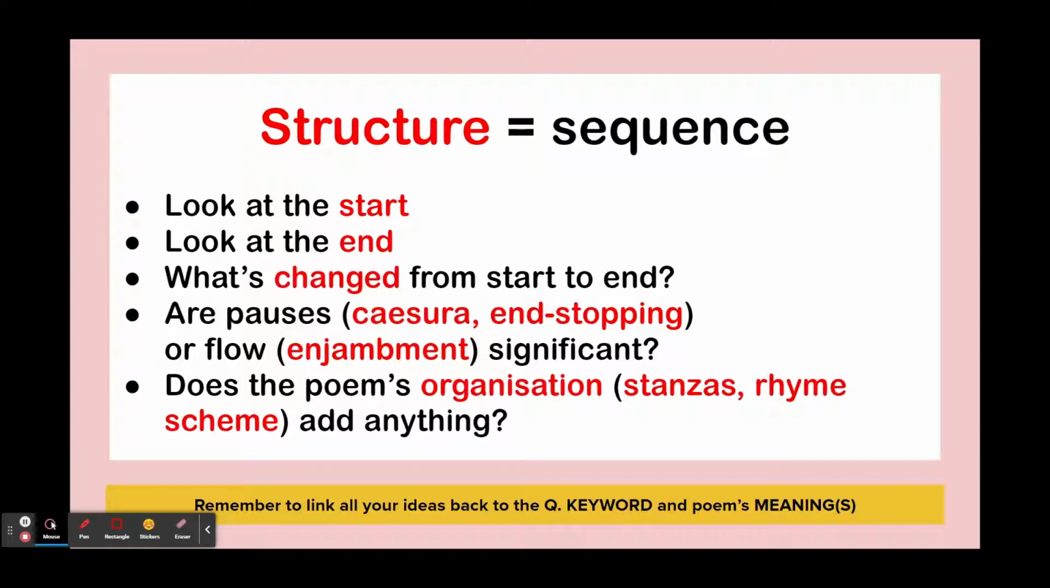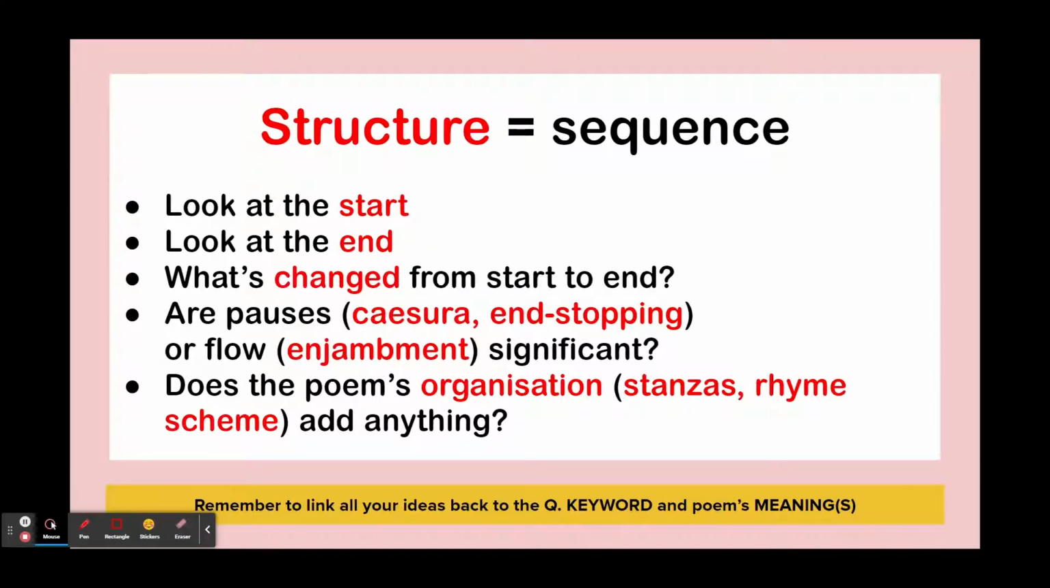Also think about any significant pauses. So this is the use of punctuation in the middle of a line, a caesura, or at the end of a line, end stopping. And you might also think about the flow of the poem, the enjambment, where there's no punctuation at the end of the line, and so lines run on, and maybe between stanzas as well, which can be significant.